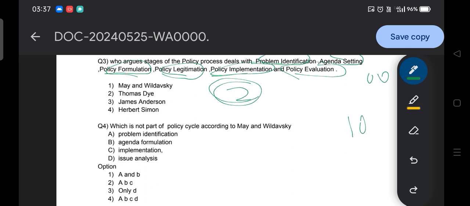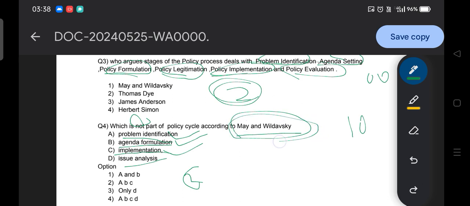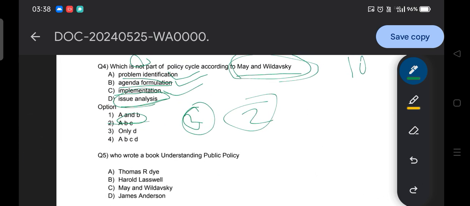And here the time is off. Question number 4: which is not part of the policy cycle according to May and Wildavsky? Option A problem orientation, B problem identification, C agenda formulation, D implementation, and E issue analysis. So which is not part of the policy cycle according to May and Wildavsky? Option 2 is the answer. Problem identification, agenda formulation and implementation are part of this scholar's cycle, but issue analysis is not. So the answer to this question is option B, option 2. Moving to the next question, question number 5, and the time starts now.